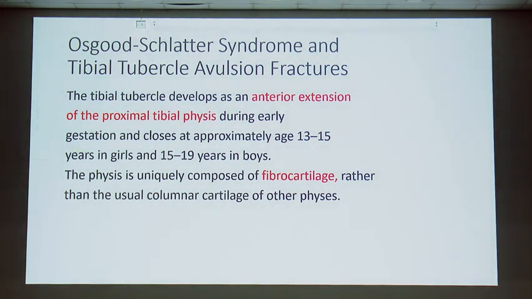And starting with Osgood-Schlatter, we should know about the physis plate of tibial tubercle. It is originating or it is developing as an anterior extension of the proximal tibial physis plate in early pregnancy.